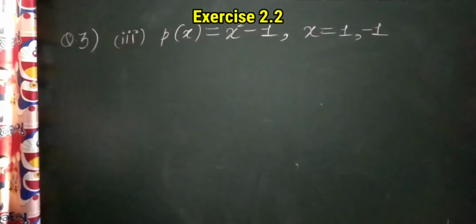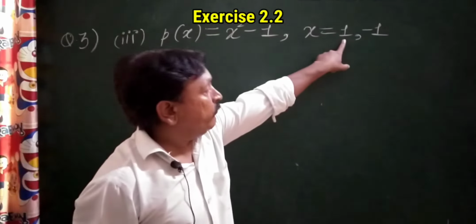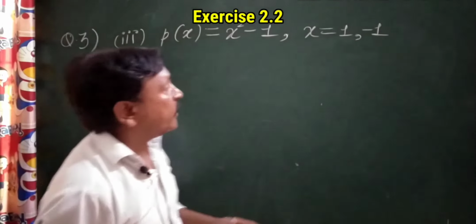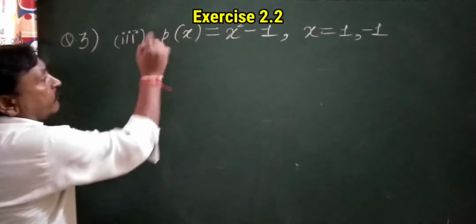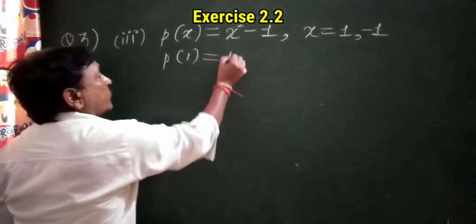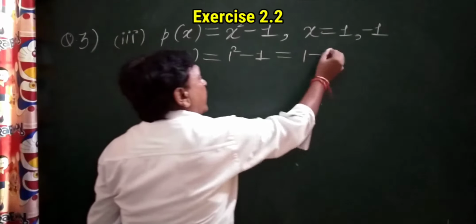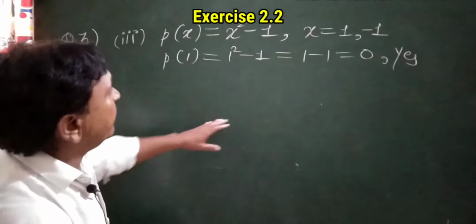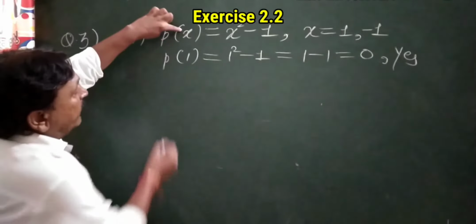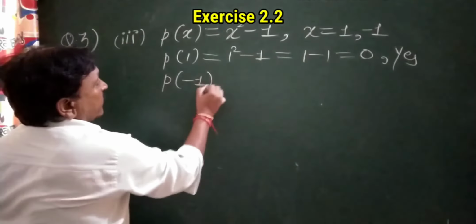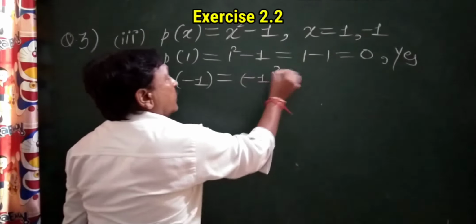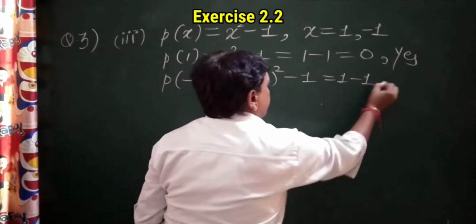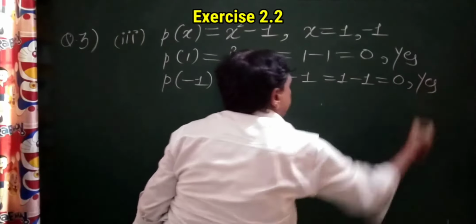Now students, come to part third. In part third, two values are given, this is 1 and this is minus 1. So we have to substitute these values one by one and check. First we will put 1 in place of x. P1 equals 1 square minus 1, that is 1 minus 1, 0. It means it is the 0 of this polynomial. In the same way we substitute the value minus 1 in place of x. P of minus 1 will be equal to minus 1 square minus 1. Minus square is plus, and 1 square is 1. It is 1 minus 1, the answer came 0. It means it is a 0 of this polynomial.